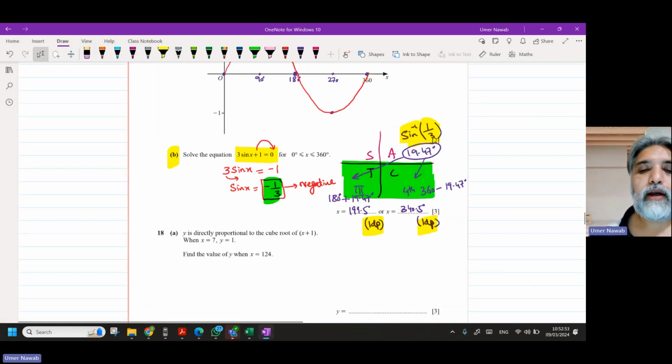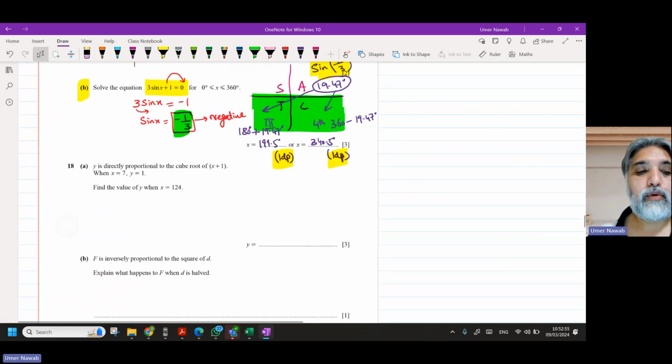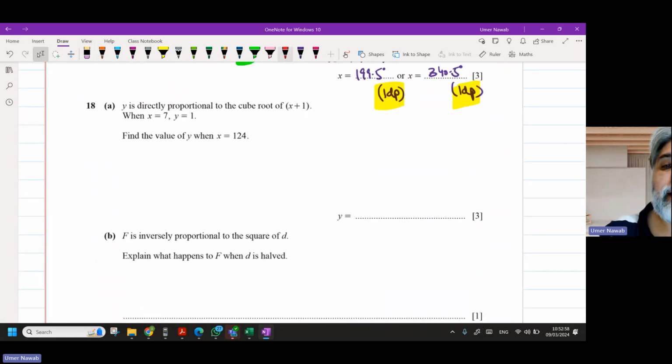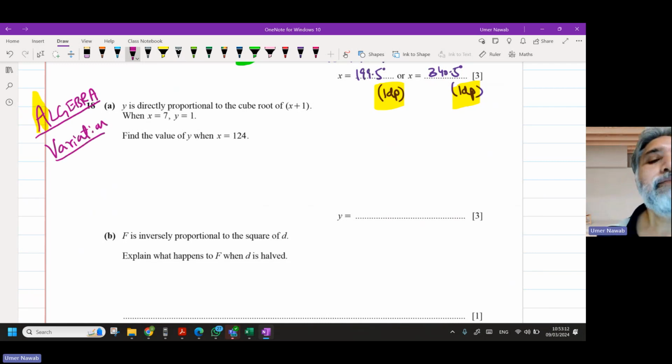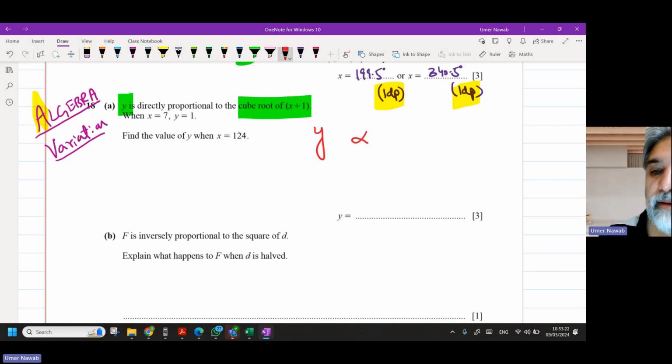Done. Now, guys, next is question number 18, which is on algebra. Subtopic is variations, directly proportional and inversely proportional. Y is directly proportional to the cube root of x plus 1.